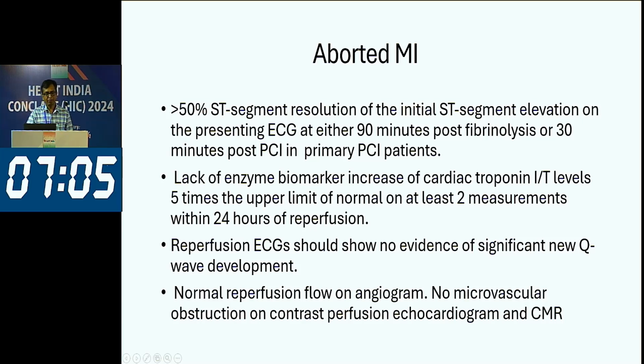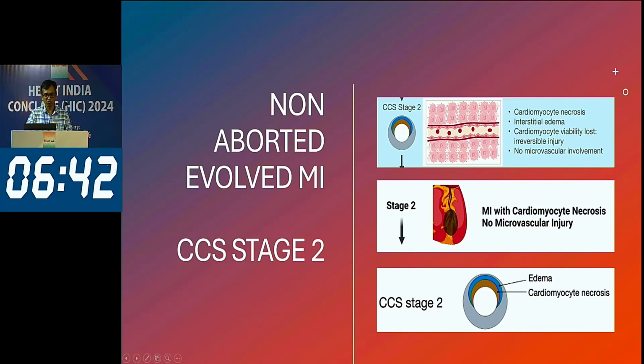So for aborted MI, there should be more than 50% ST segment resolution on the presenting ECG at either 90 minutes post-fibrinolysis or 30 minutes post-PCI. Enzymes are only minimally elevated, and on reperfusion the ECG shows no significant new Q waves, and angiography is also normal.